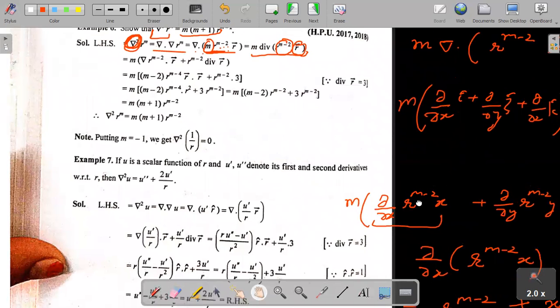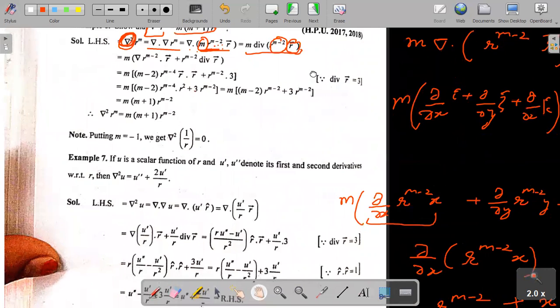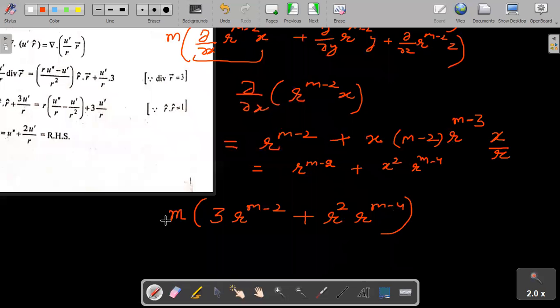Let us see what we have to prove. We have to prove this is equal to m into m plus 1 into r to the power m minus 2, right? So you see how much this will become. So जब इसको ऐड कर देंगे तो ये क्या बन जाएगा? 3 times r to the power m minus 2 plus x square plus y square plus z square, फिर से r square बन जाएगा, into r to the power m minus 4. Is it fine? और बाहर साथ में क्या था, एक m था. बेटा क्लियर है? Yes, ma'am.